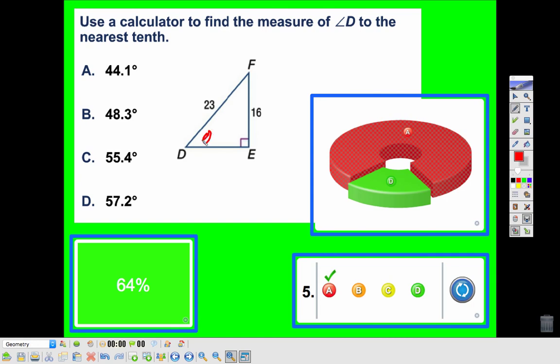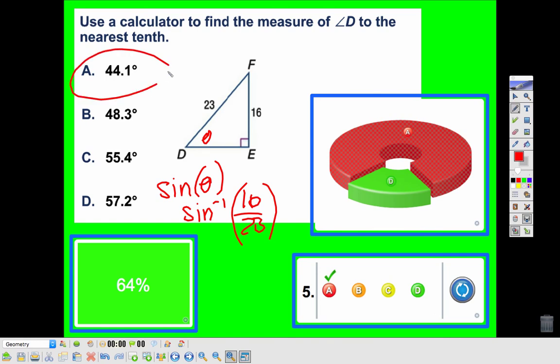All right, so let's go over this one. We are trying to find D. That's our theta. We have opposite and hypotenuse. What do we use with the opposite and hypotenuse? Sine. But we don't know theta, so we're going to use sine inverse of 16 over 23. Don't forget to hit the inverse sign. 16 divided by 23 is 44.1.